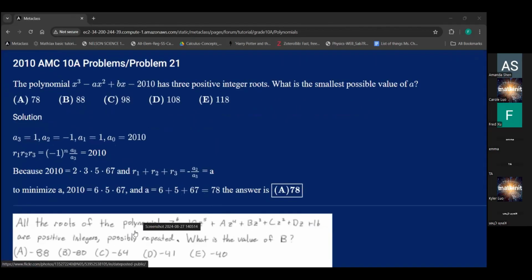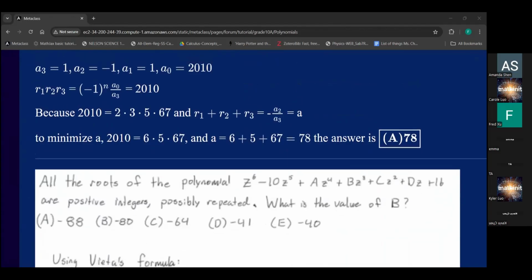So over here we have all the roots of the polynomial z to the power 6 minus 10 times z to the power 5 plus a times z to the power 4 plus b times z cubed plus c times z squared plus dz plus 16 are positive integers, possibly repeated. What is the value of b? Okay, you have to note here, possibly repeated, right? So this is hinting at you that there are repeated numbers for roots.